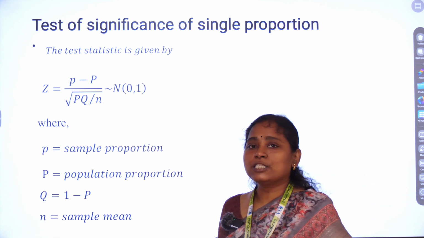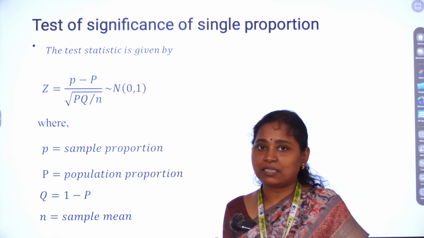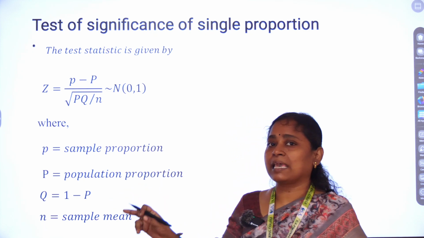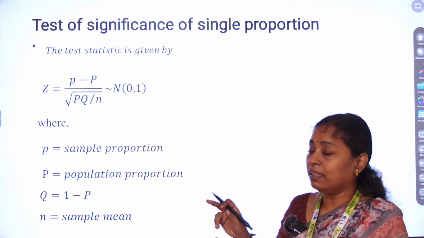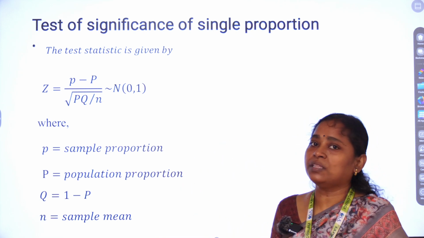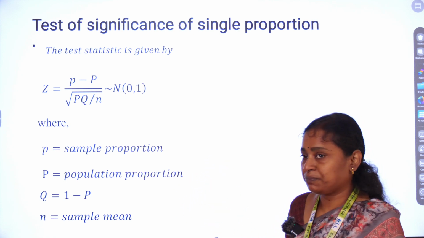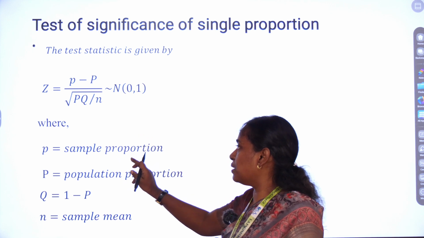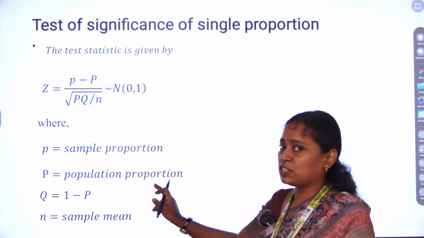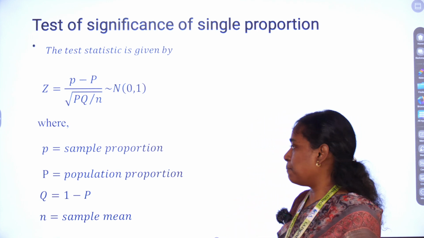The next is test of significance of single proportion. In this, the test statistic is Z is equal to small p minus capital P divided by square root of capital PQ divided by N. This also follows normal distribution with mean 0 and standard deviation 1 and variance 1. Here small p is nothing but sample proportion, capital P is population proportion, Q is 1 minus P, and N is nothing but your sample size.